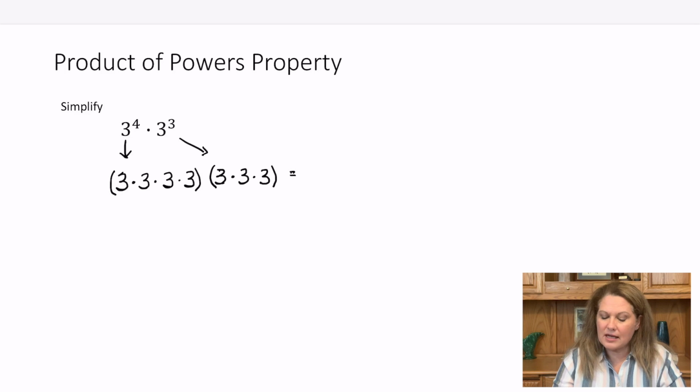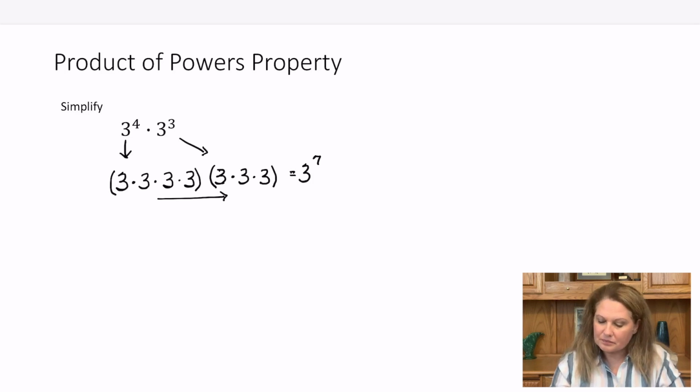Notice there are 7, counting left to right. So that's going to represent my exponent, and my base is going to remain the same, 3. So we can say 3 to the 4th power times 3 to the 3rd power is actually 3 to the 7th power. Did you see the shortcut yet? Or why product of powers works?